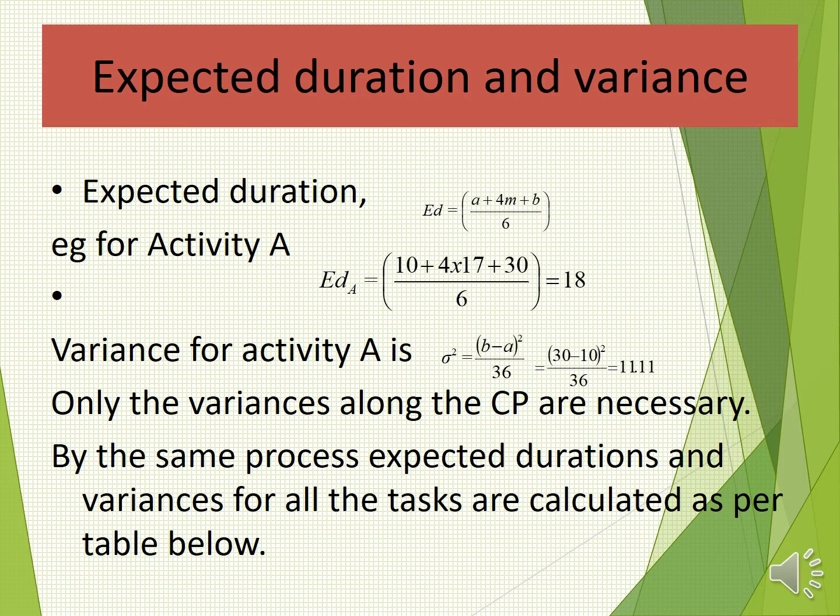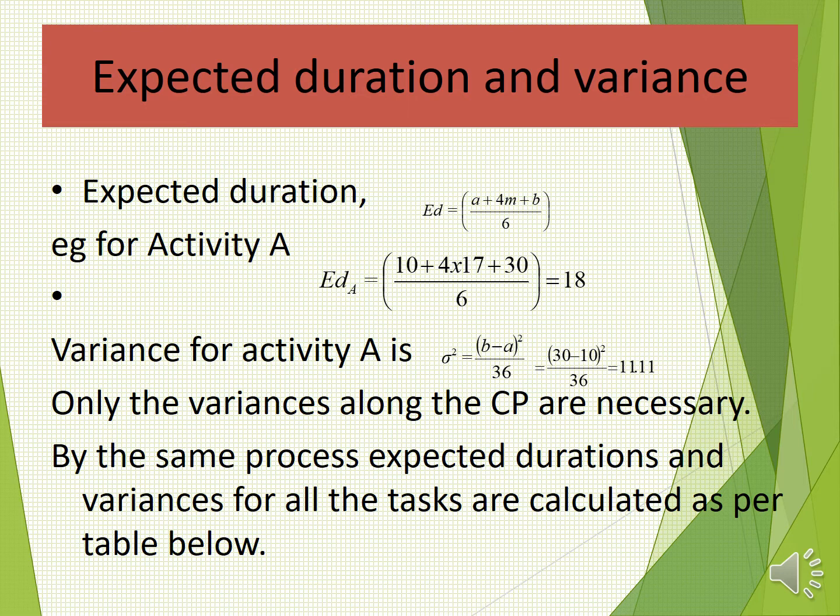Expected duration is ED equals A plus 4M plus B over 6, where A is the optimistic time, M the most likely time, and B the pessimistic time. For instance, for activity A, if we insert these figures in the formula, we shall get 10 for A, 17 for M, and 30 for B. So the expected duration, or the average, or mean, is 18. This is the beta distribution mean.